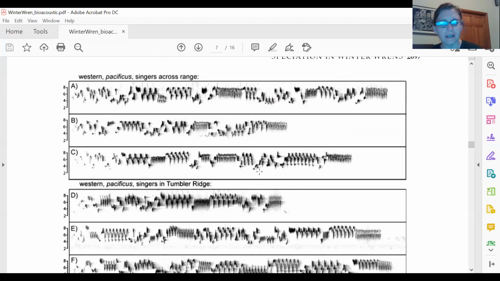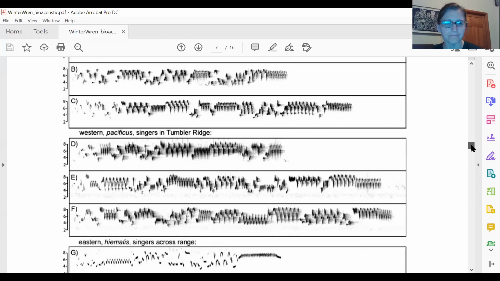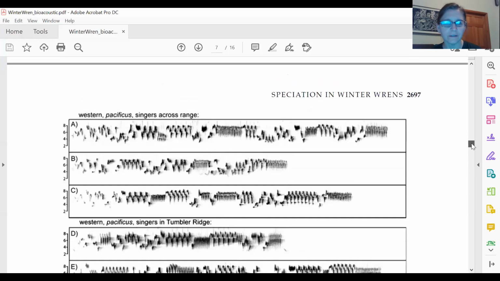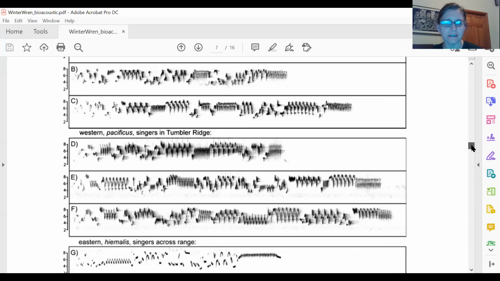And so the x-axis is time and the y-axis is frequency or pitch. And these are all the different notes in the song. And they have variable songs, but you can see that they do share some certain elements between the songs. So there's certain components that get mixed up to make new songs. Okay, and so these are Western Pacificus singers.